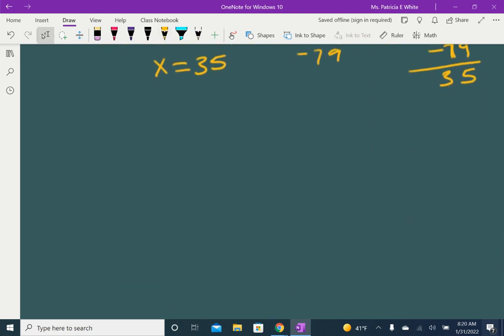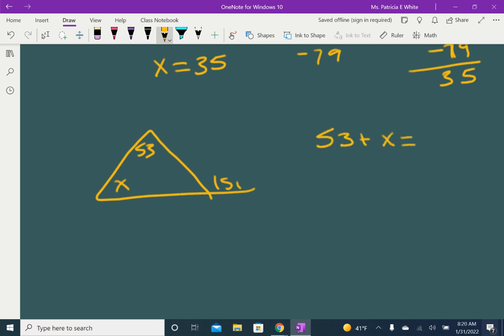I'm going to look at problem 6. 6 is the same as 4. 53, x, and 151. So 53 plus x equals 151. Minus that 53. Gone. Borrow. So 11 minus 3 is 8. 14 minus 5 is 9. So I've got 98.